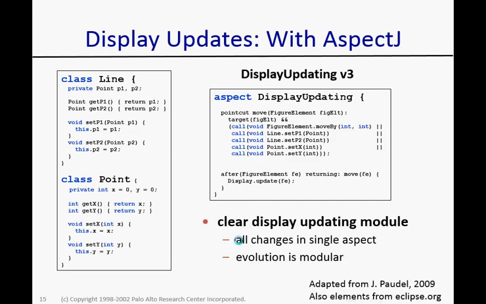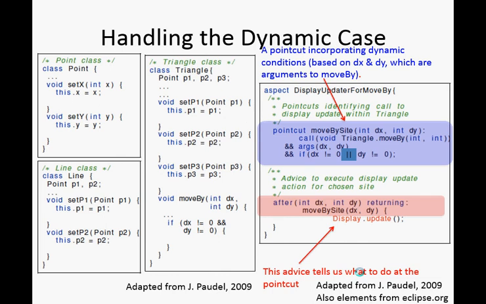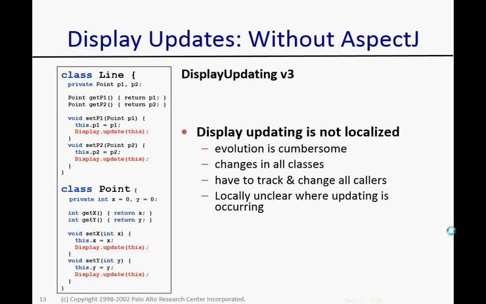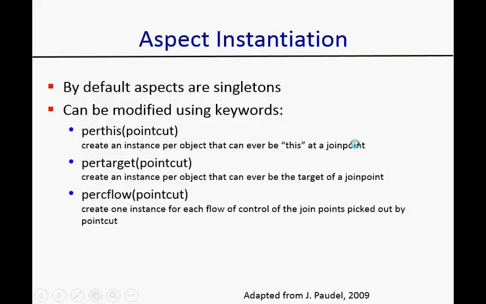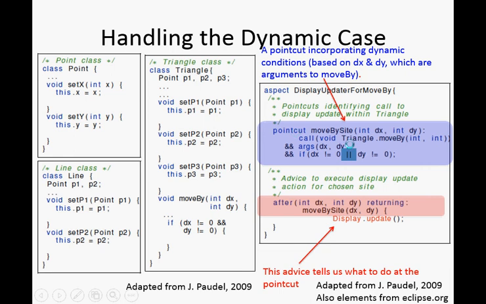To do that, we need a dynamic situation, where we can capture this. And fortunately, in AspectJ, we can support that. So, ladies and gentlemen, we can have this moveBy pointcut, which is going to complement those other ones. Here we have a call to Triangle.moveBy, with arguments dx, dy, and we're checking to make sure dx is not equal to 0 or dy is not equal to 0. In other words, they're not both 0. In those cases, we can weave in this code.